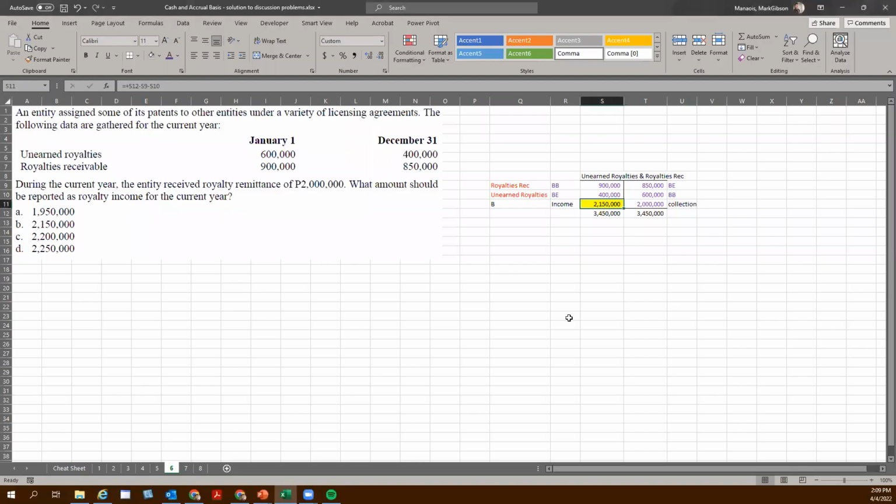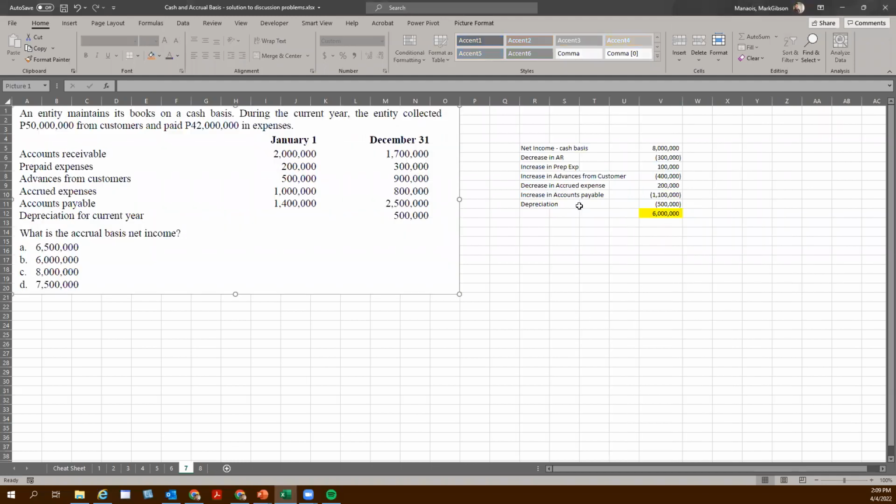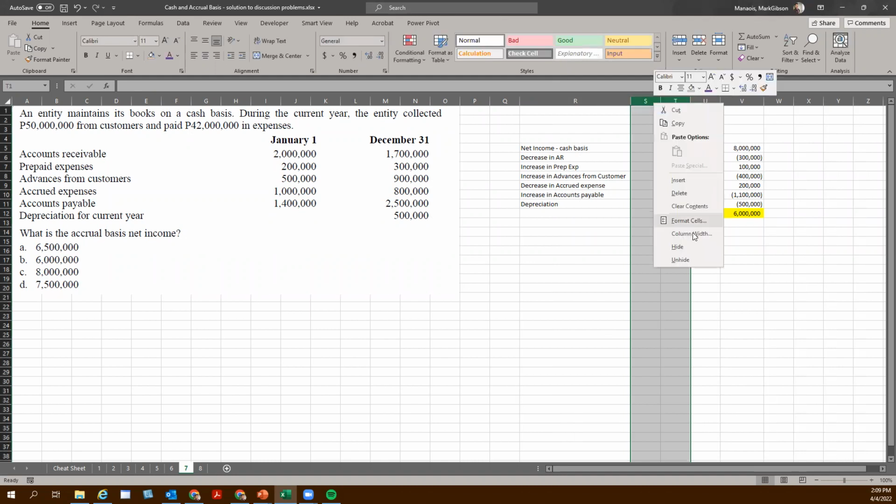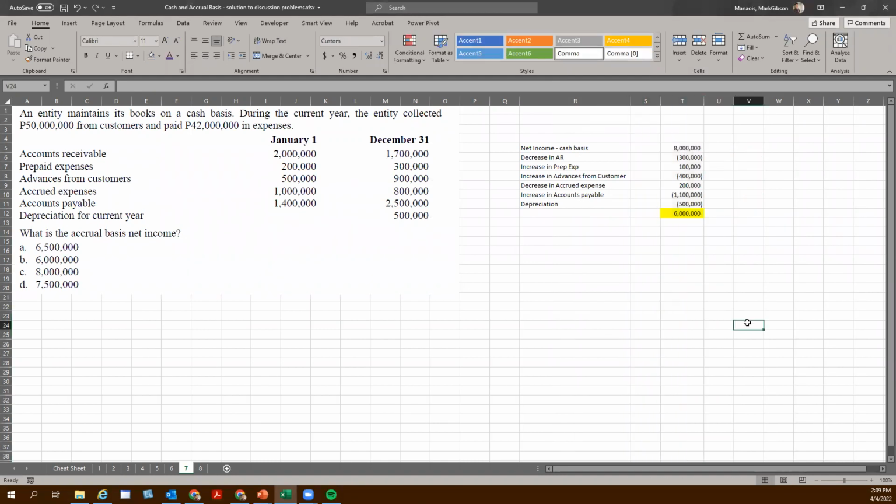So let's have problem number 7. So in problem number 7, ayun na nga. So we have 8 million. So that's 50 million less 42 million. We have the net income under the cash basis. And then we look into the different accounts affecting the net income. So basically, from the cash basis going to the net income under the accrual basis.